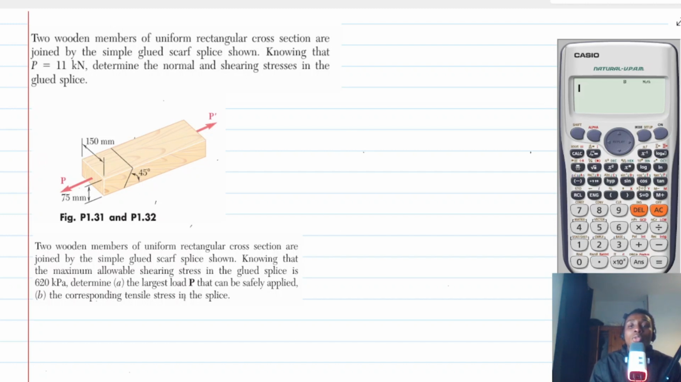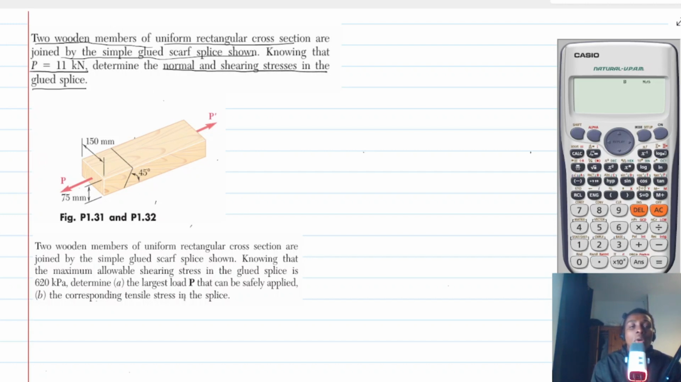So in this video I want to solve a problem with you to illustrate the concept of oblique stresses, or stresses on oblique axis. Alright, so let's read the problem together and solve it. We have two wooden members of uniform cross section, joined by the simple glued scarf splice shown. Knowing that P is 11 kilonewtons, we should determine the normal and the shearing stresses in the glued splice.